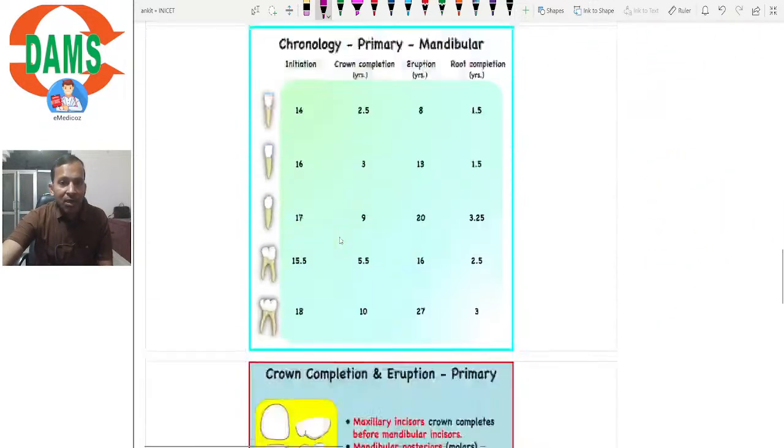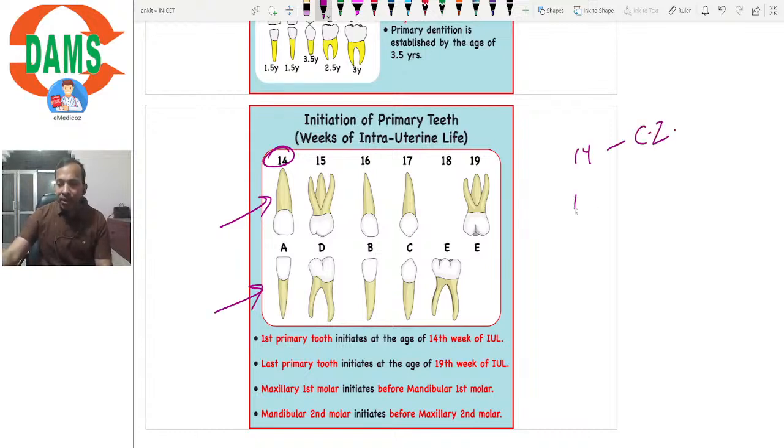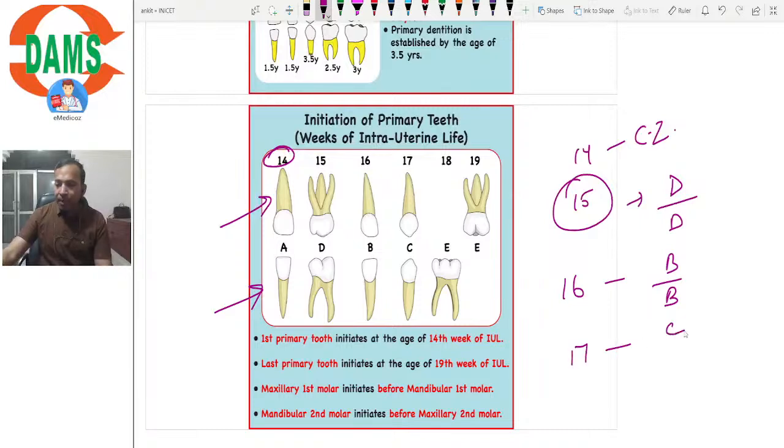तो अगर हम इसकी sequentially बात करें कि कैसे initiate हो रहे हैं, sorry not eruption, initiation. तो 14th week में तो incisors, कौन से? Central incisors, right? So 14 में central incisor, 15 के अंदर इनिशिएट हो रहे हैं अपर एंड लोअर डी, 16 में अपर एंड लोअर बी, 17 अपर एंड लोअर कनाइन्स, 18 लोअर ई एंड 19 अपर ई, राइट?